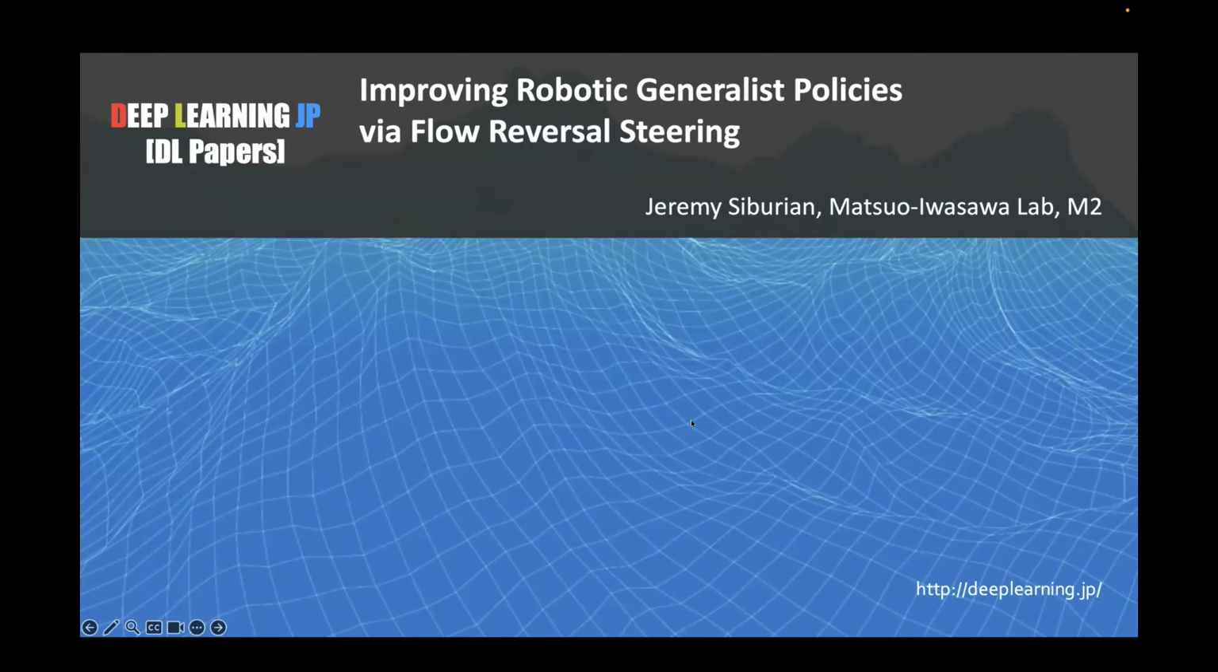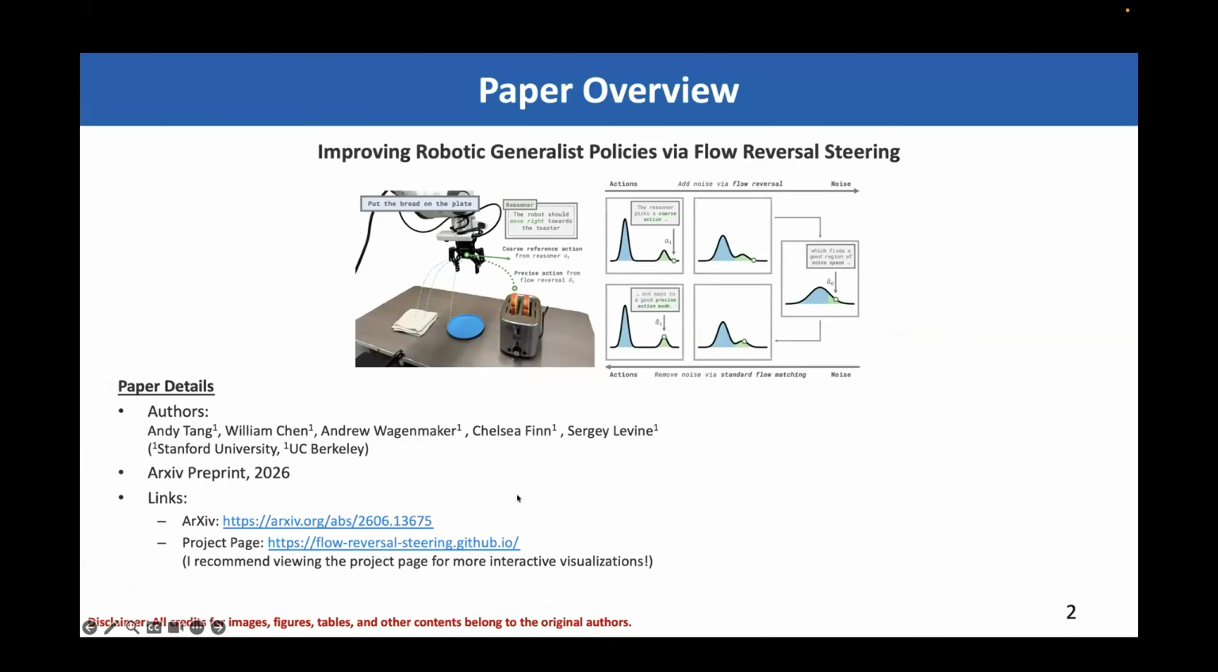Today I'll be presenting a paper titled Improving Robotic Generalist Policies via Flow Reversal Steering. This paper was released very recently, I think in this month. So it is only an arXiv preprint by some authors from Stanford and Berkeley. And here are some links to the arXiv and project page.